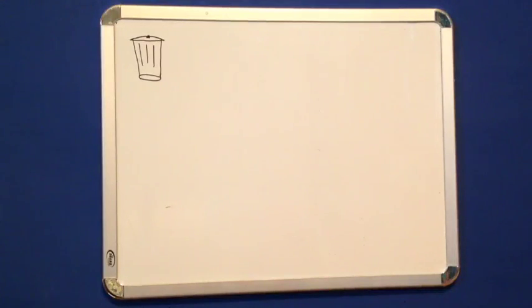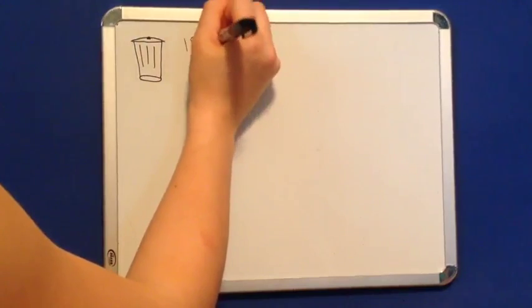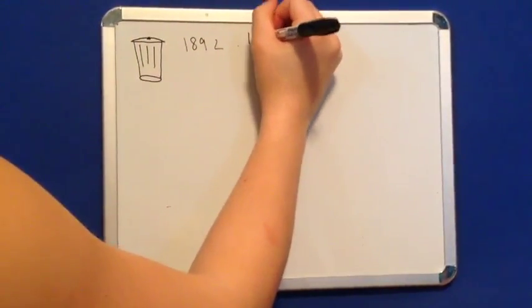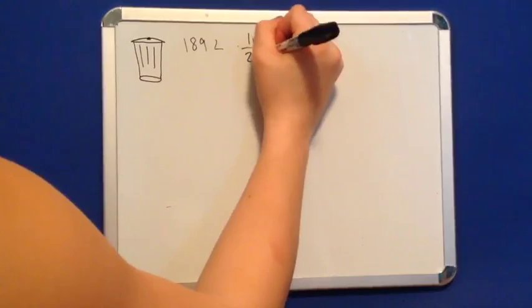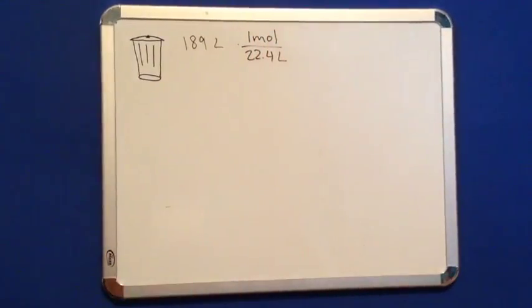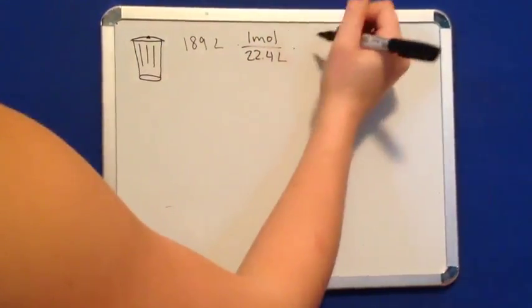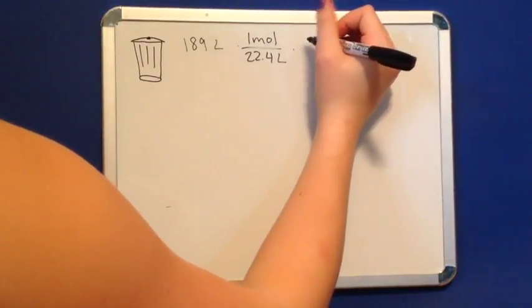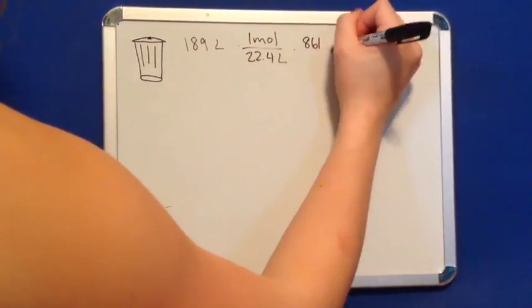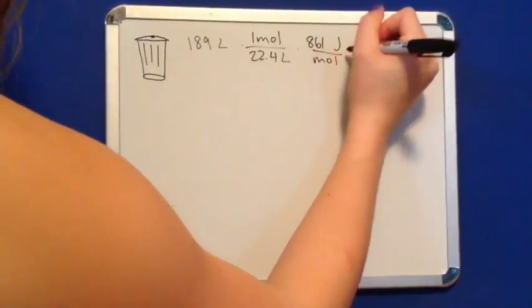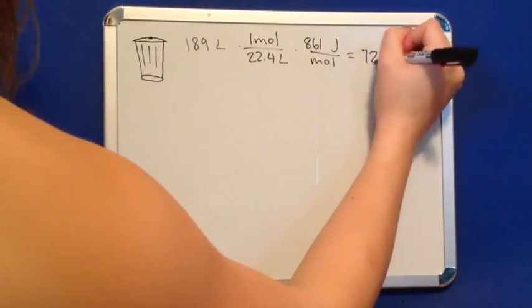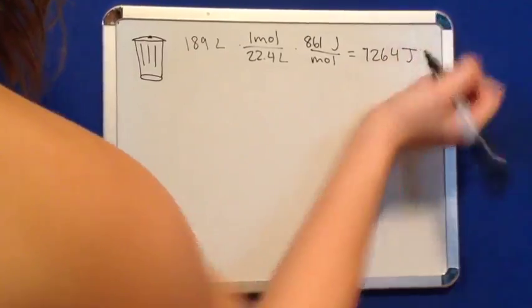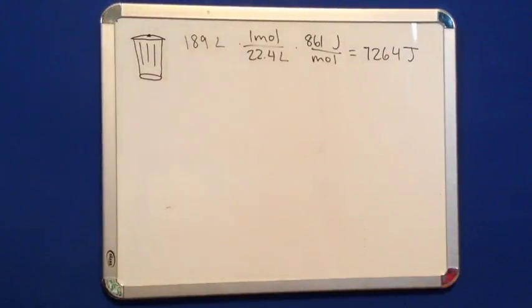For my energy calculations, I assumed that we used a bigger outdoor trash can instead of the smaller version that I had built. The trash can has a capacity of 189 liters, which we multiply by 1 mole per 22.4 liters of gas at standard temperature and pressure. And when combusted, 1 mole of methane produces 861 joules per mole of gas, which equals 7,264 joules from combusting the methane that was in our larger trash can.